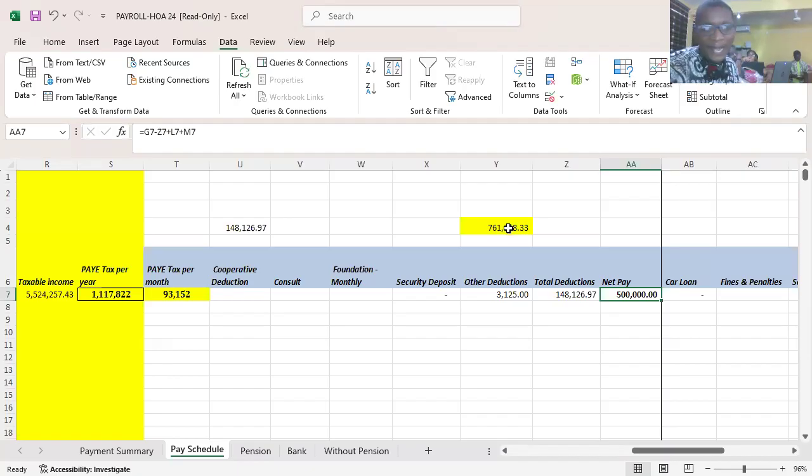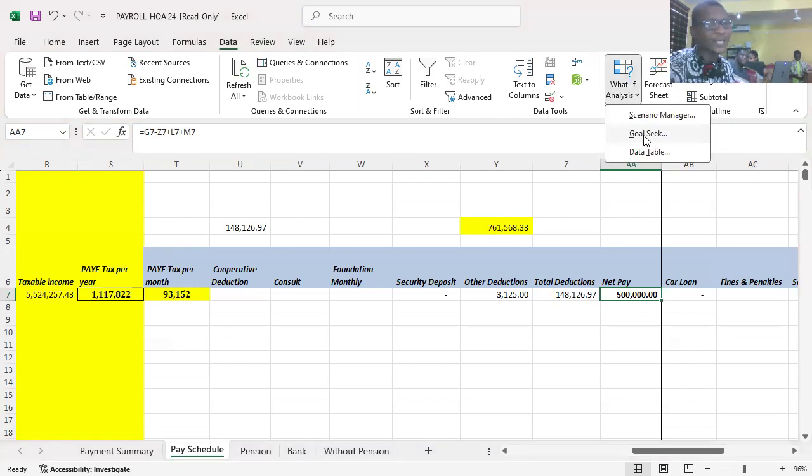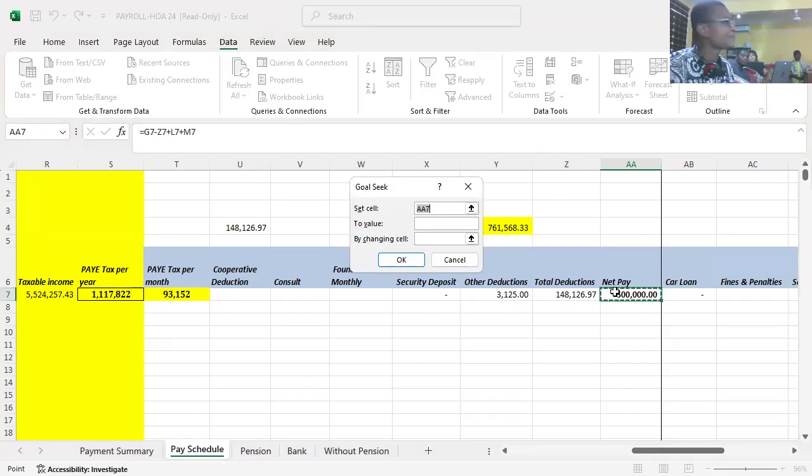I will now come back. I will say, okay, I want to achieve this particular figure. I will go to Data, click on What-If Analysis, and click on Goal Seek. This one has already been picked as my net pay. What do you think I'm going to put here as the value? No, it's the net you are going to put here, because it's only the net you know. Gross is unknown. So here I will type my net, 761,568.33. That is my net.